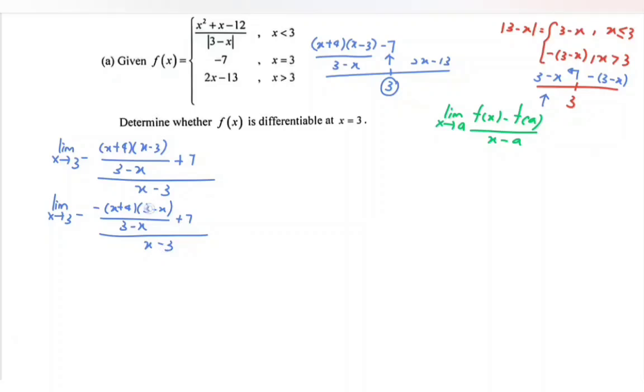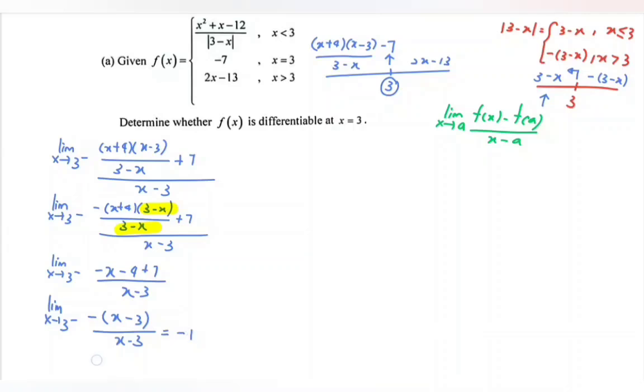Notice that we have common terms, so we can simplify the situation. The limit as x approaches 3 from the left. If we simplify, we have negative x, negative 4, plus 7 over x minus 3. The limit as x approaches 3 from the left. If we factor out the negative, we will have x minus 3 over x minus 3, so the value will be approaching negative 1. So that is f prime of 3 from the left, which equals negative 1.